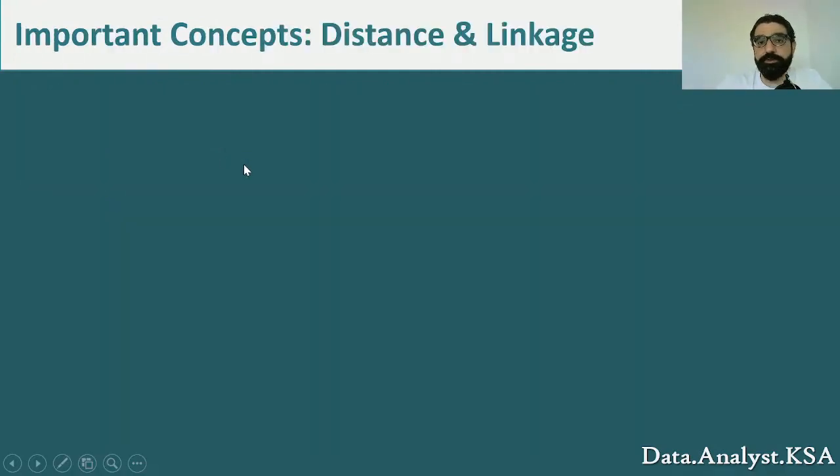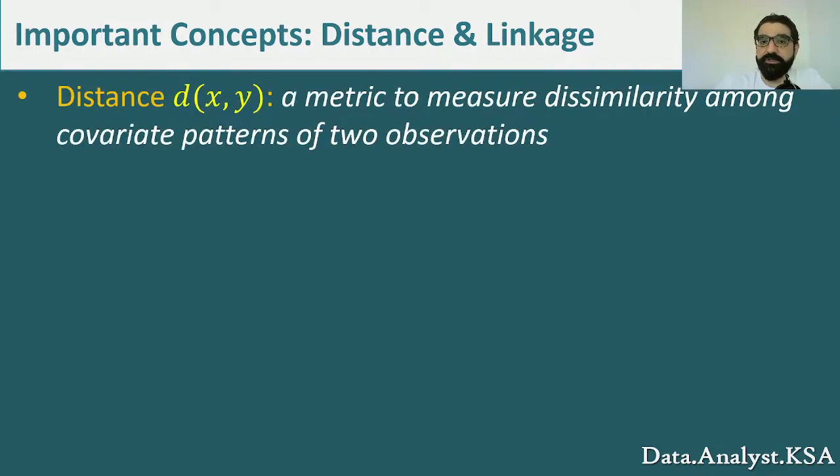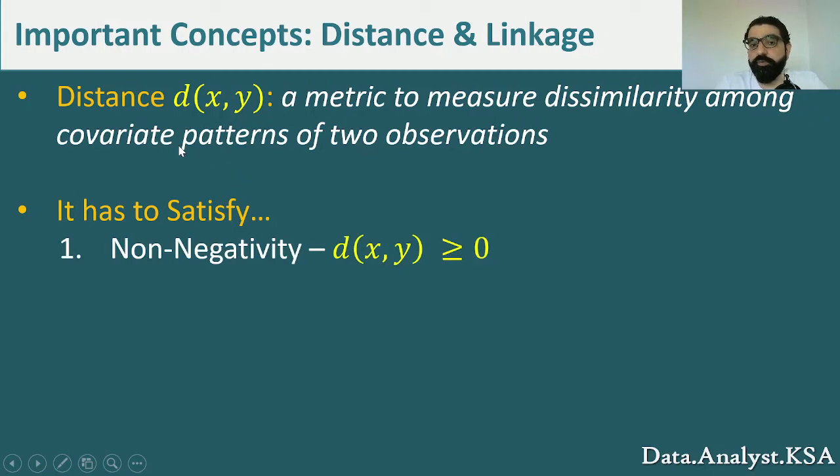So we talked about important concepts, which are distance and linkage. So distance is a metric to measure the dissimilarity among covariate patterns of 2 observations. So let's say one observation is X and the other observation is Y, and each has 5 covariates or 10 covariates. We want to have a measure that will tell us how different they are from each other in terms of these covariates. So this measure, or this distance metric, has to satisfy a few rules. The first one is that it should be non-negative. So you cannot have a negative distance.